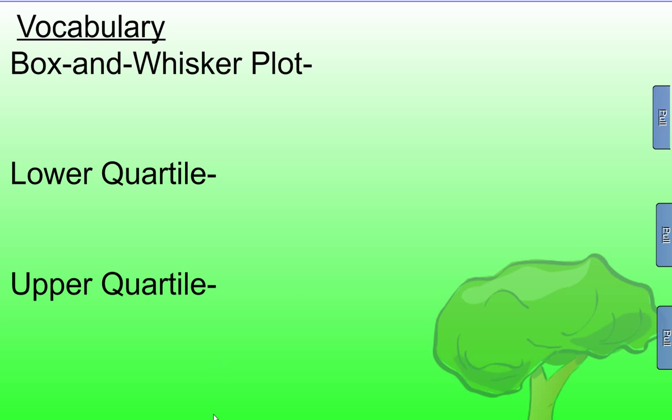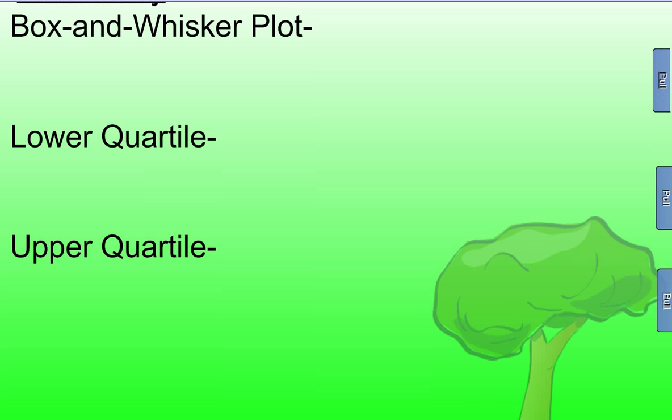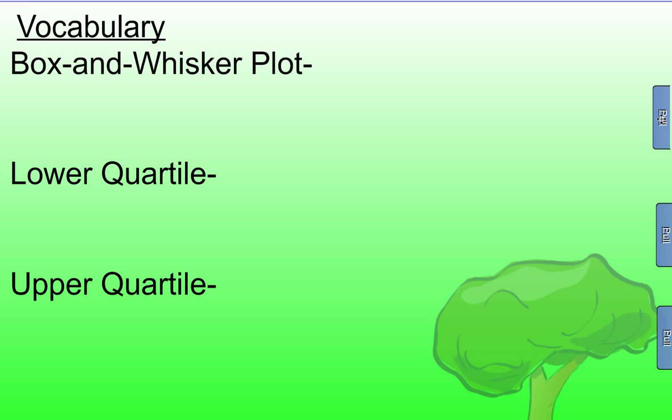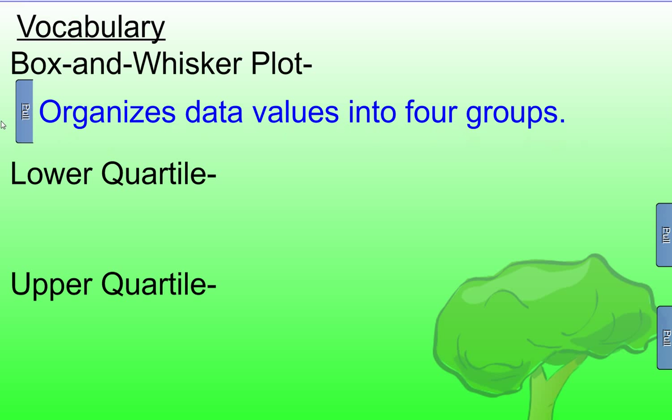We've got ourselves here a couple vocab words. First of them is box and whisker plot. A box and whisker plot organizes data values into 4 groups. I will say that each group represents 25% of the data. So when we break something up into our 4 groups, we're going to break it in half. Then each of those groups we're going to break in half again. So we're going to get 4 groups of data that each contain 25% of the data.